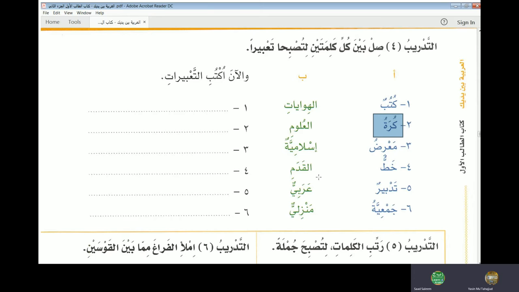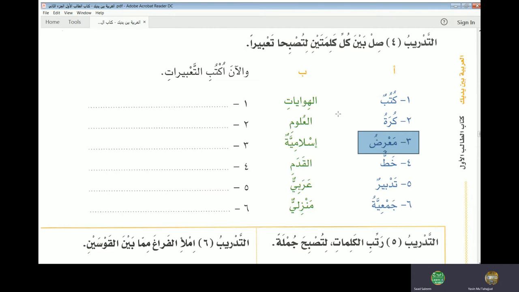Kuratu. Menzili? No. Kuratu. It is football. Oh, Kuratu Kadami. Kuratu Kadami. Maridu al-hiwayati. Yes, Maridu al-hiwayati.